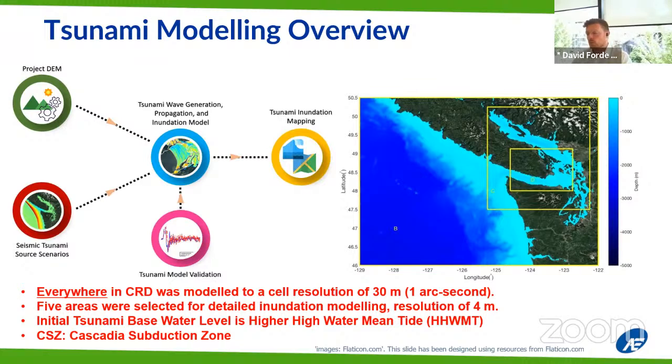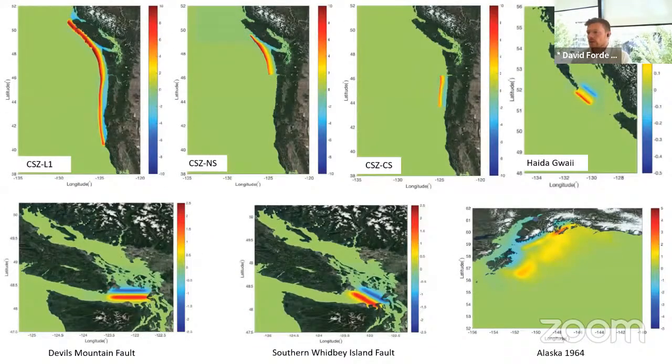And following on from what John showed in his previous slides, that acronym that you'll see in a second, CSZ, is the Cascadia Subduction Zone. So this is a selection of some of the events that we modeled. Anything with CSZ in its title is Cascadia Subduction Zone. So the top 3 there, the L1, the NS, the CS, that just means full length rupture, northern segment rupture, central segment rupture. So different areas of the subduction zone generating a tsunami.